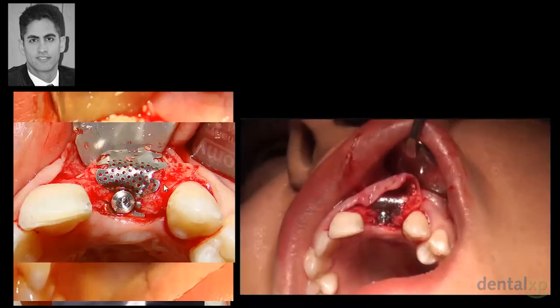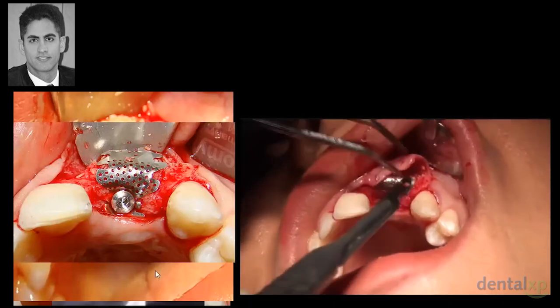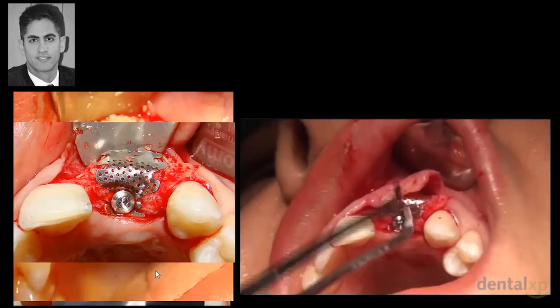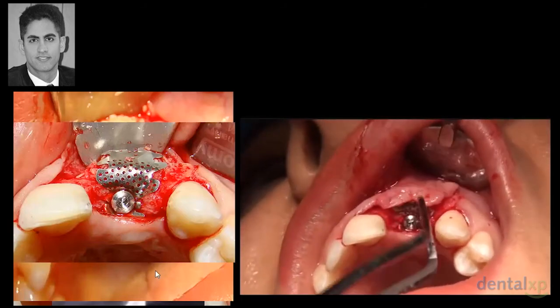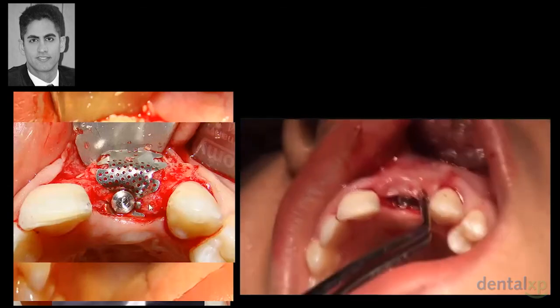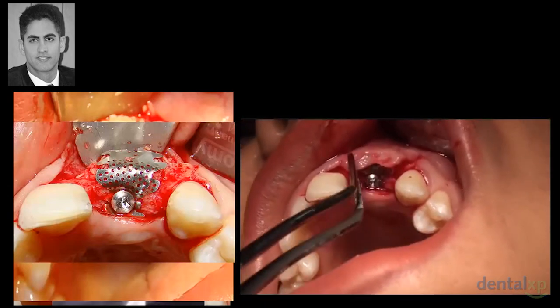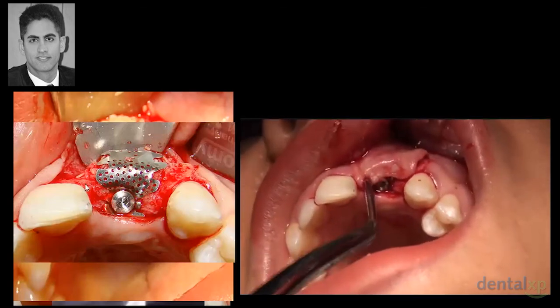What is also very important to notice, which in all cases should be done when placing resorbable or non-resorbable membranes or meshes, is that the mesh or membrane should not be in contact with the tooth. We should have a distance between them.